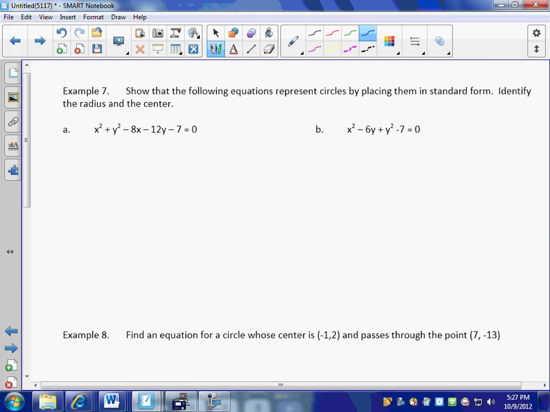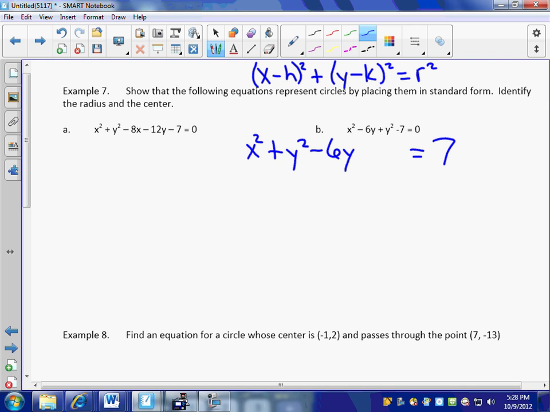It says show that the following equations represent circles by placing them in standard form. Again, standard form is (x minus h) squared plus (y minus k) squared is equal to my radius squared. It says identify the radius and the center. So we need to complete the square. As you look at this problem, I have x squared plus y squared minus 6y is equal to 7. I want to complete the square for this portion. It's already done. But if I want to complete the square for this portion, I've got some work yet to do.